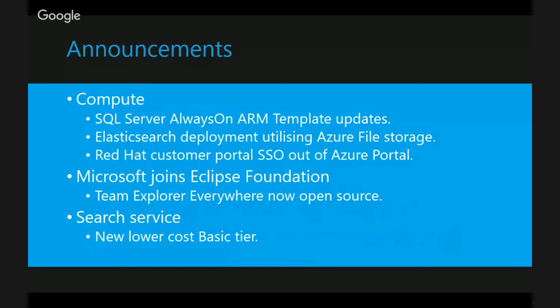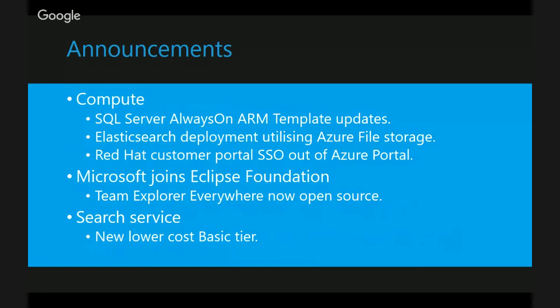Elasticsearch, you can now use Azure File Storage as a file source for that. At the moment, that's only available to read files out of, and you're only allowed to do that on Elasticsearch instances deployed on Ubuntu Linux, but you will eventually be able to do that on Elasticsearch instances that are deployed onto Windows boxes as well.